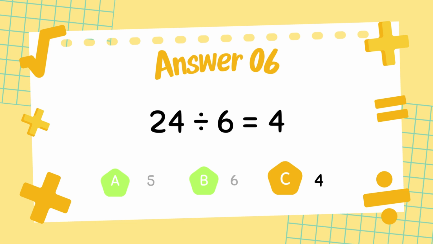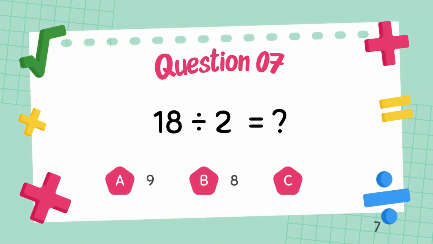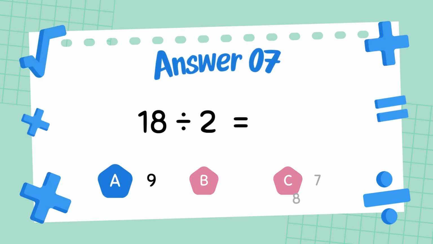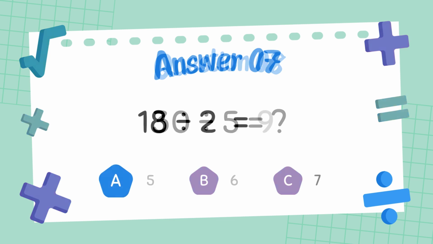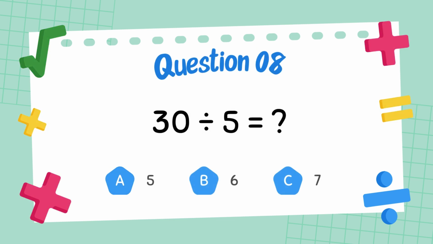The answer is 4. What is 18 divided by 2? The answer is 9. What is 30 divided by 5?